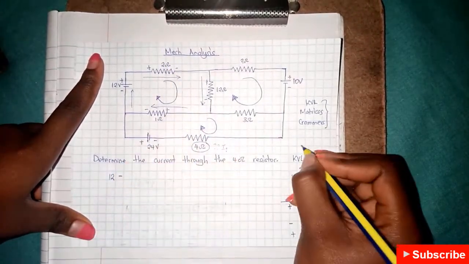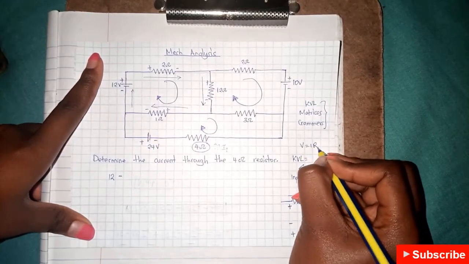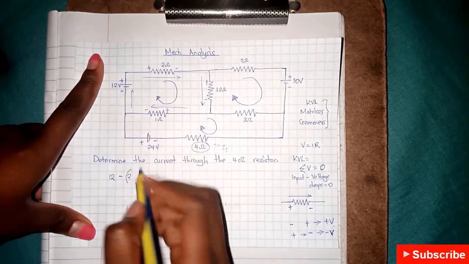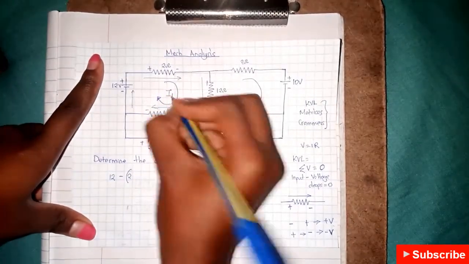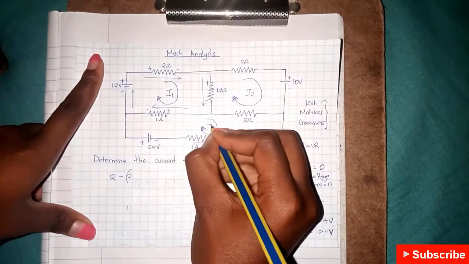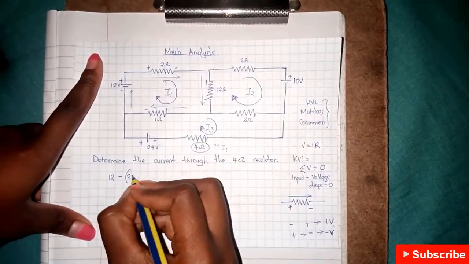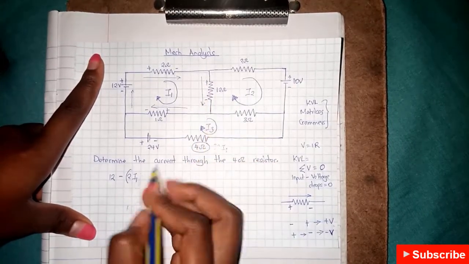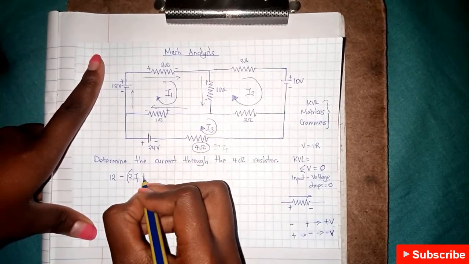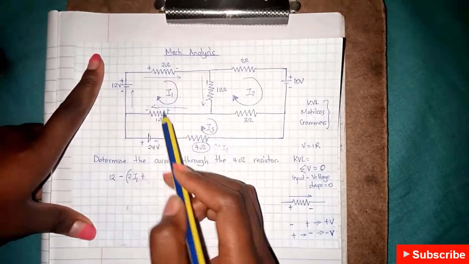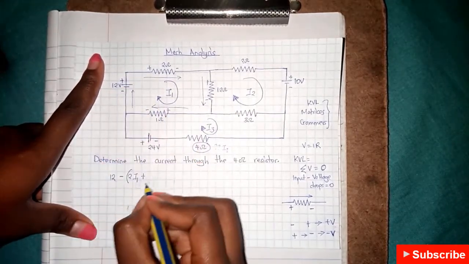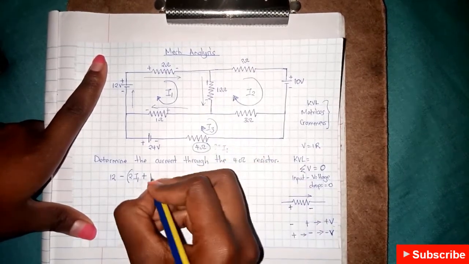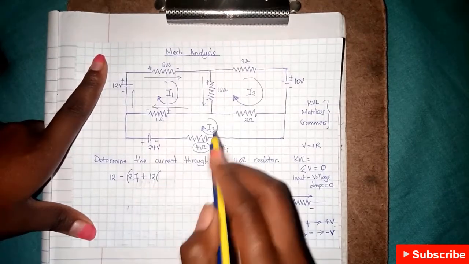Then minus the voltage drop here, which is V equals IR. So 2, and we can assume the currents to be I1, I2, and I3. So 2I1, and then there's another voltage drop here. So plus, we are summing up all the voltage drops and then subtracting them from the input voltage. So plus 12, but there's something here.